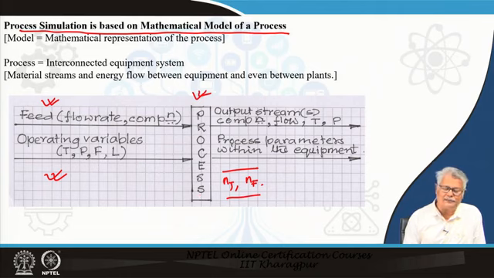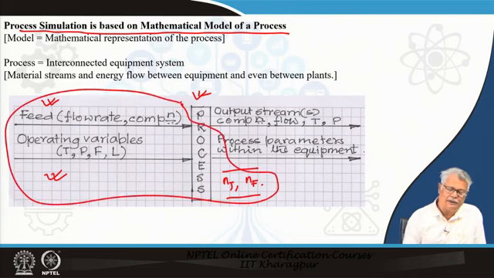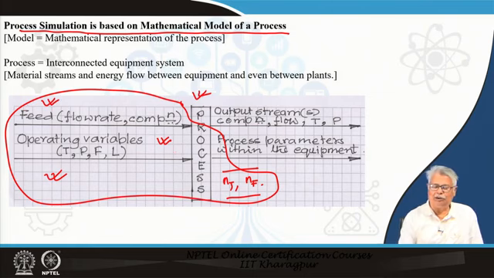And in a plant, what happens? If you are given the plant, whose hardware is given to you, if you know your feed rate and you operate your plant with the known operating variables, you definitely obtain the output streams whose composition, flow rate, temperature and pressure you come to know.